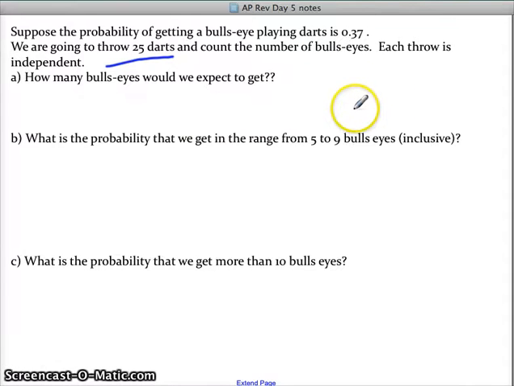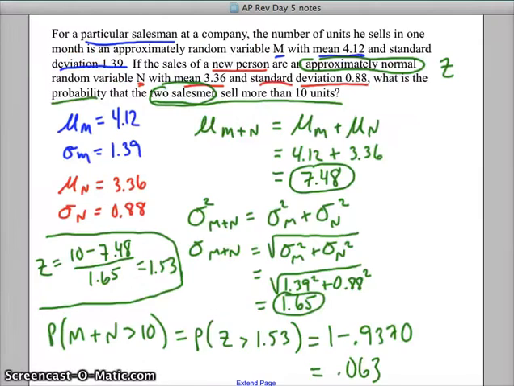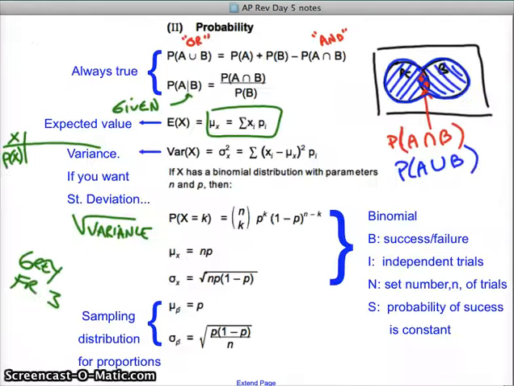So the first question is asking how many bullseyes would we expect to get? Well, expect would be like expected value, which is also a mean, an average. Now this is binomial. So if we go back, way back to the very first page, remember these formulas were here, I said binomial. This is the mean, n times p.